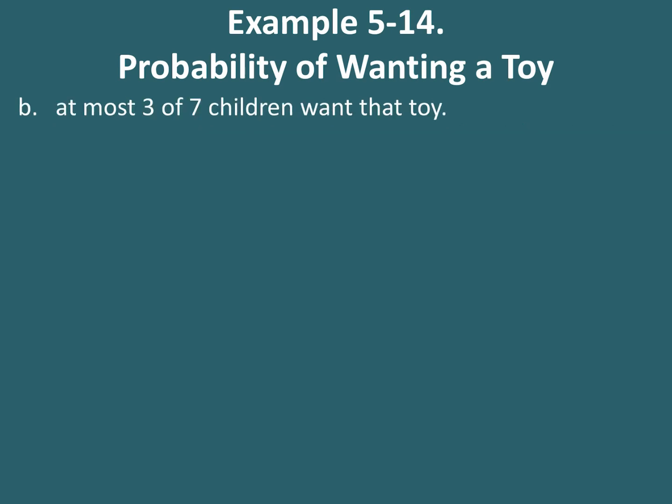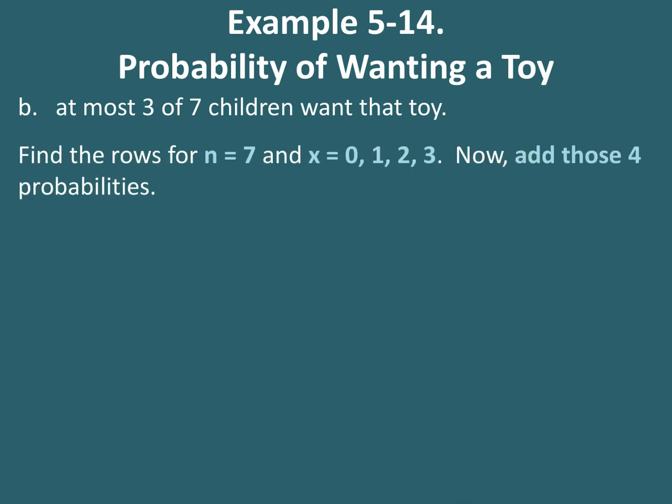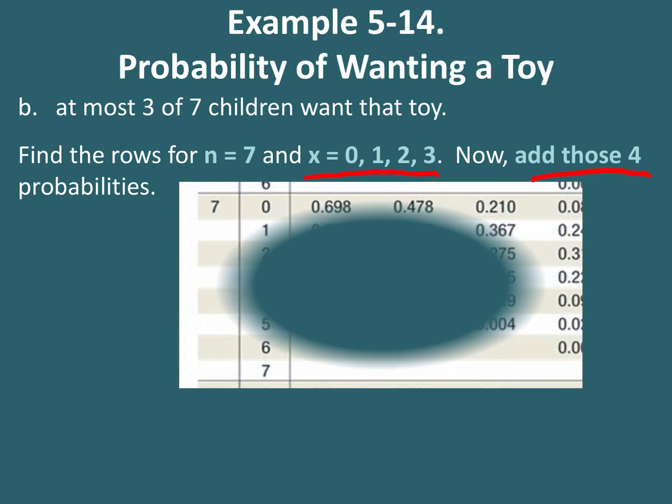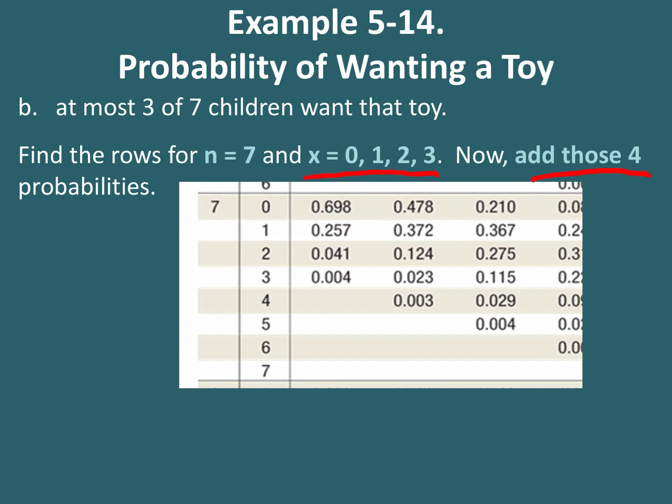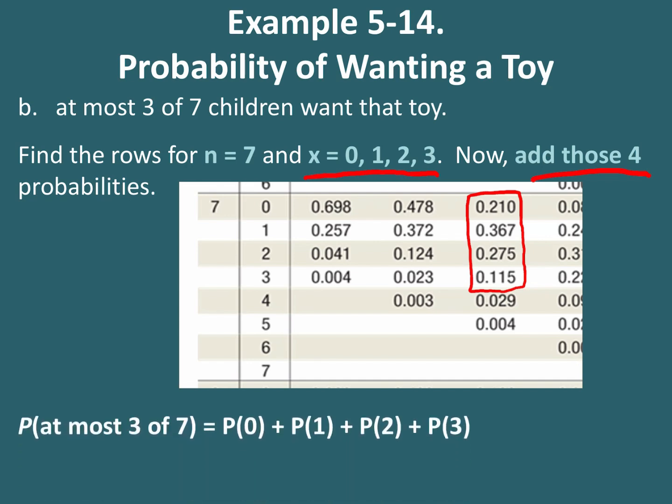Let's find the probability that at most 3 of the 7 children want that toy. Again, go to the rows for n equals 7, but this time take a look at x equals 0, 1, 2, and 3. And then we'll add those 4 probabilities. The probabilities I refer to are these first 4 here. Adding those 4 up, we get 0.967.